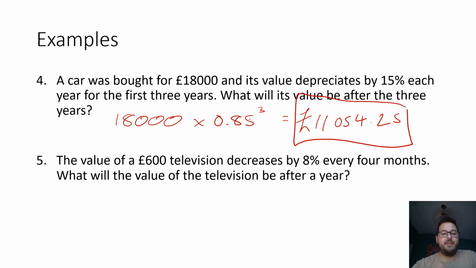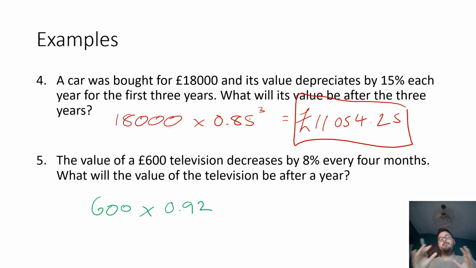Right, number 5. The value of a £600 television decreases by 8% every 4 months. What will the value of the television be after a year? Okay, so here we've got £600. What's the multiplier? Well, 8% is 0.08, and so 1 minus 0.08 is 0.92.